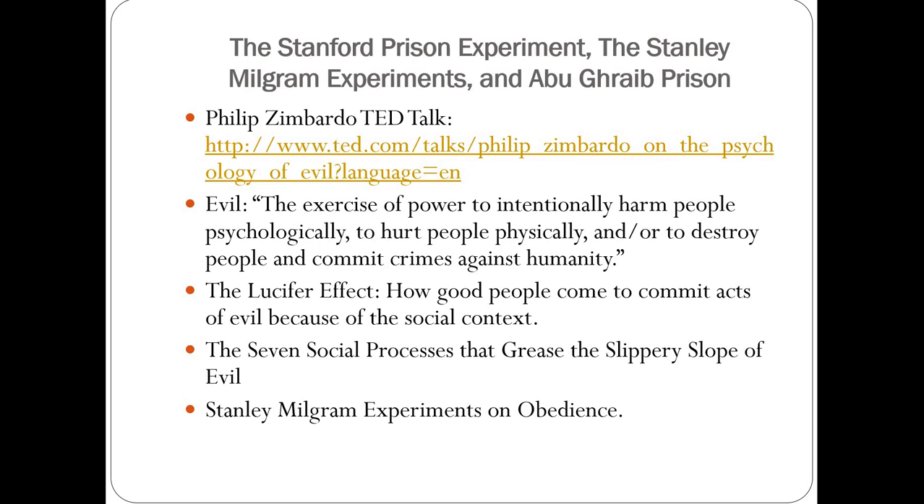Sociologists actually have a hard time with the term evil. Many people think that evil is a social construction, and it is. However, I like that Zimbardo has defined it. He's talking about how good people come to commit acts of evil because of the social context. Even going further than that, there are good people who are committing acts of evil because of the environment, but there's also the structure in place too. He'll be talking about the bad apples, the bad barrels, and the bad barrel makers.